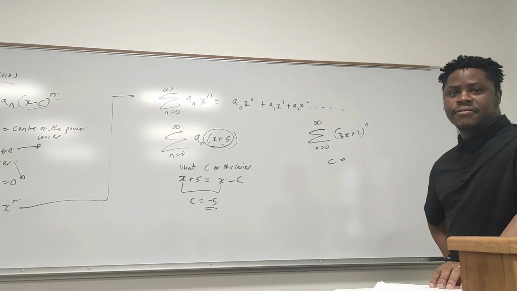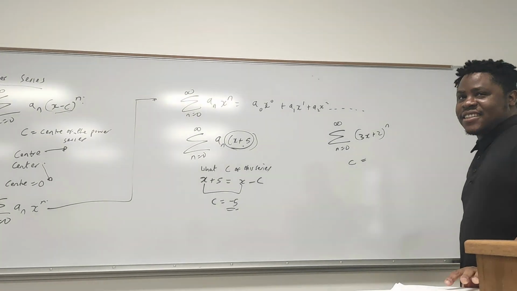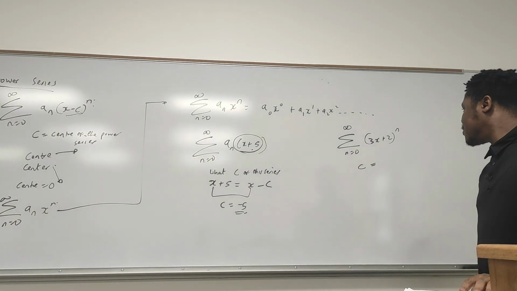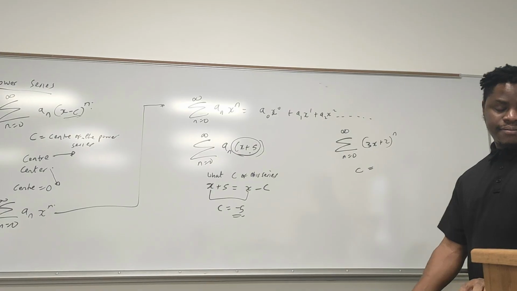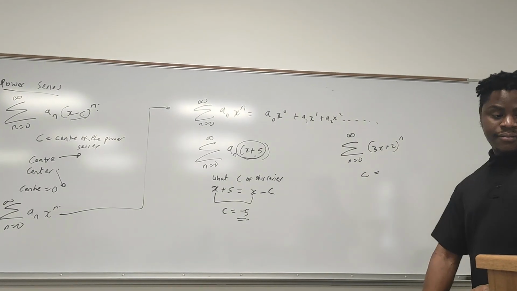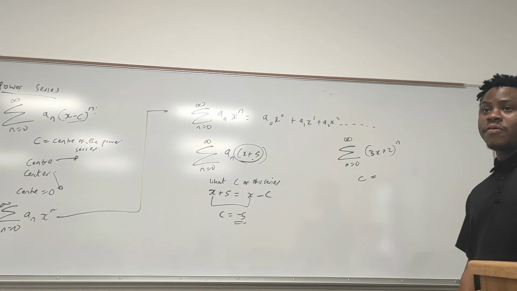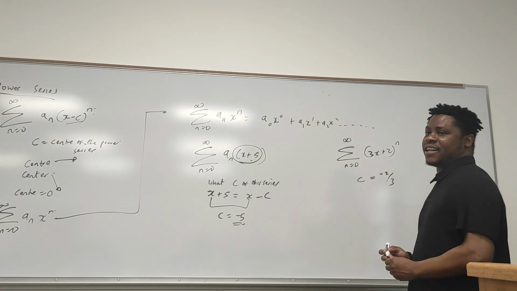Yeah, c should be 2. Did you agree? If you have an answer, let me know. And minus 2. Who has an answer? Yes. Negative 2 over 3. That's correct. Negative 2 over 3. How do you find it?